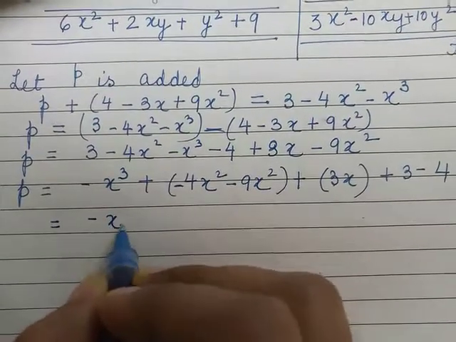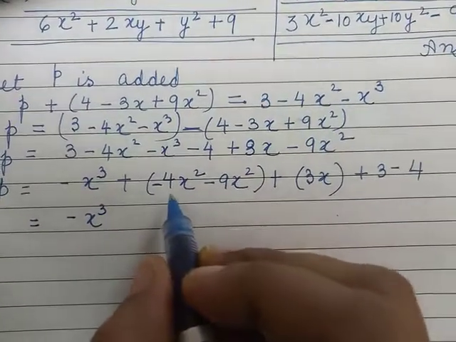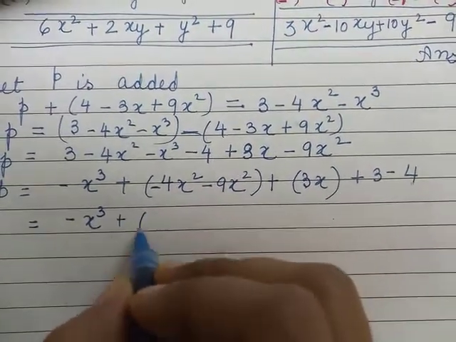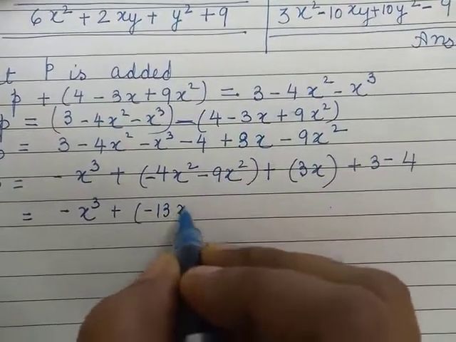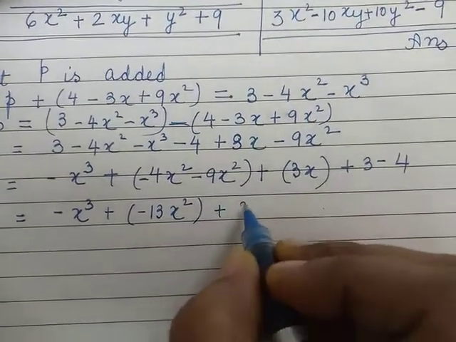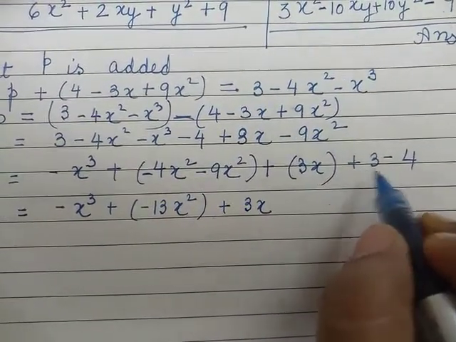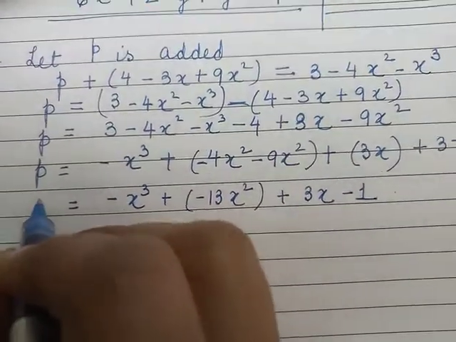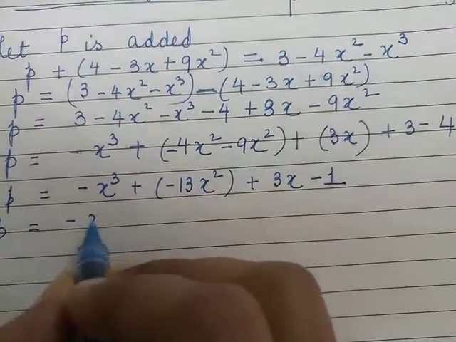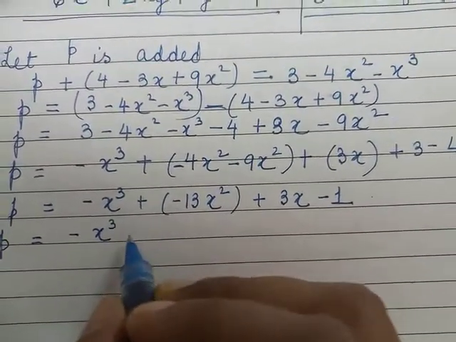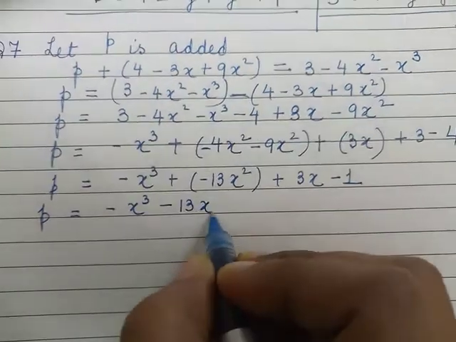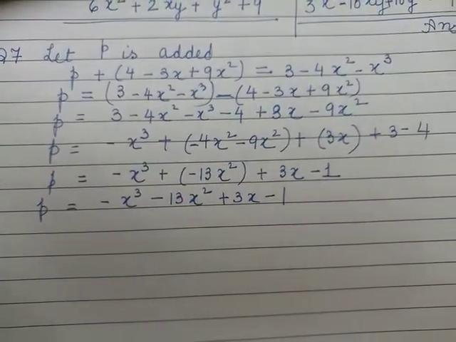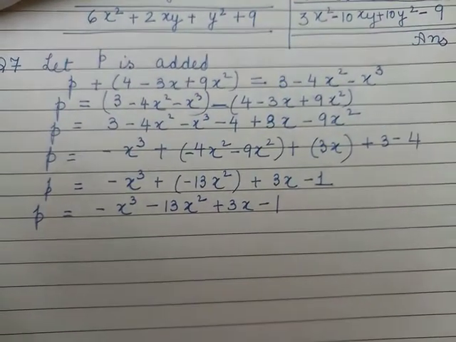Now we solve them. Minus x cube, minus 4x square and minus 9x square will give you minus 13x square, plus 3x, plus 3 and minus 4 will give you minus 1. So we write the value of p now. It is minus x cube minus 13x square plus 3x minus 1. So we get the value of p.